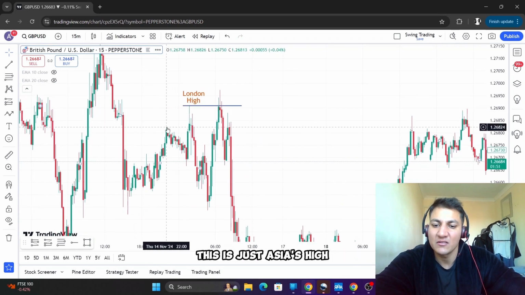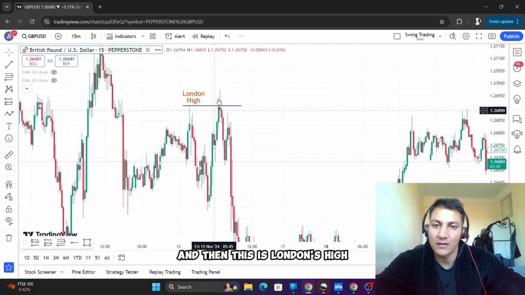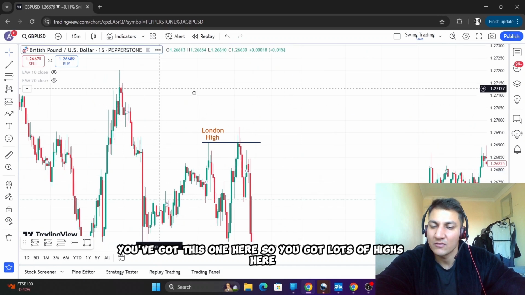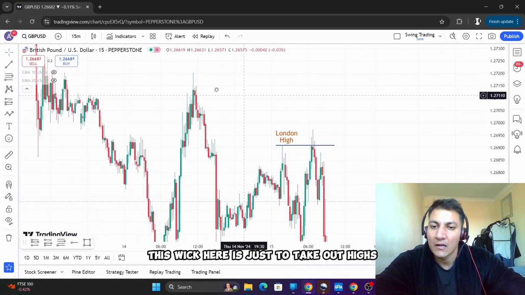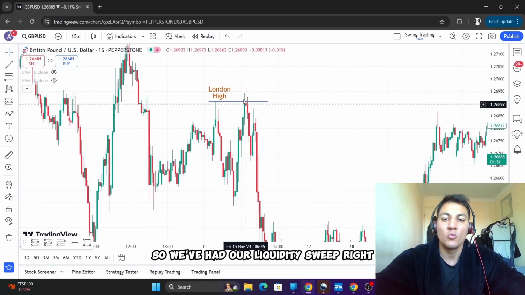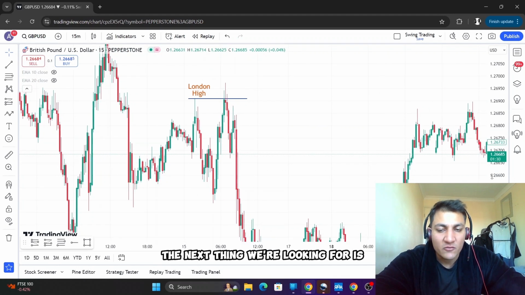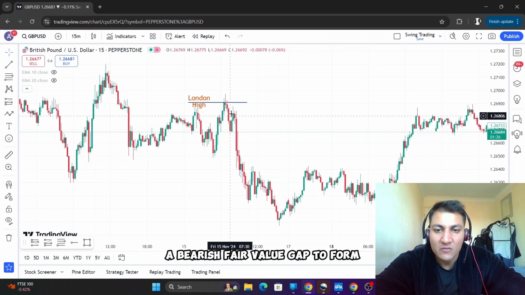If you look very carefully, this is just Asia's high getting taken out on the 15-minute chart, and then this is London's high getting taken out during New York. So these wicks tend to usually just be stop runs. Again, you've got this one here, so you've got lots of highs here. This wick here is just to take out highs. So the wicks are usually stop runs, but the body is the meat of the move. So we've had our liquidity sweep. We've taken out a high, in this case London's high. The next thing we're looking for is a bearish fair value gap to form.